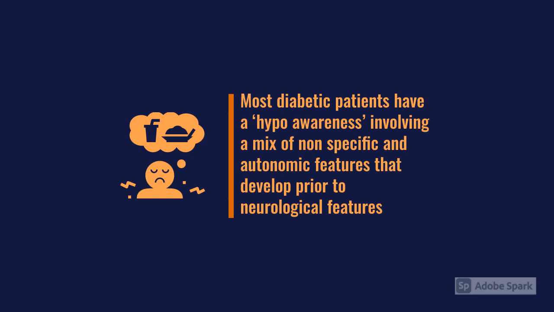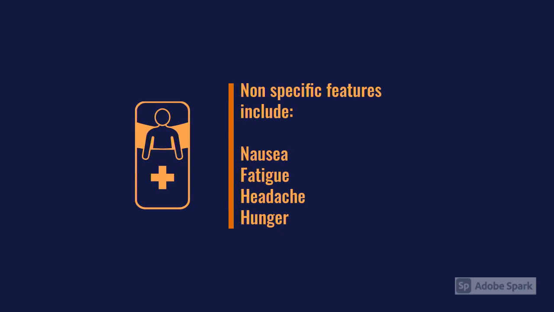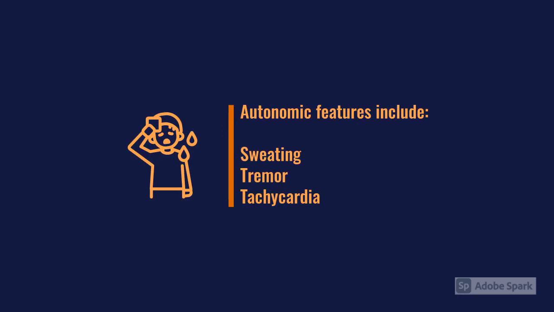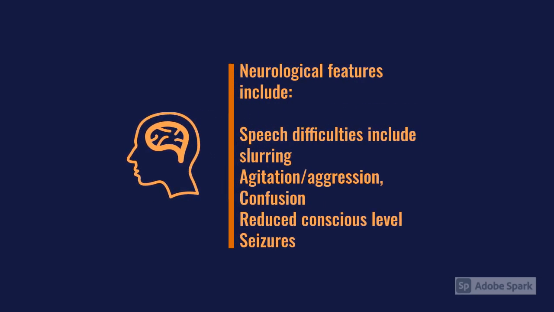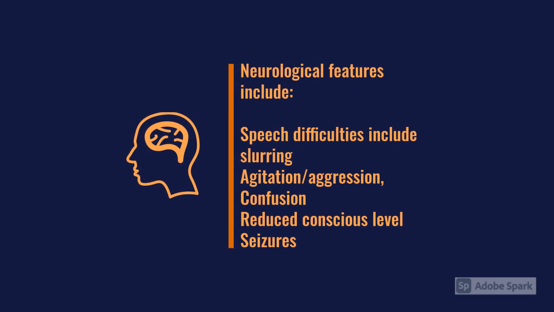The general features that we tend to see are nausea, fatigue or headache, and other features, which would be autonomic features, are sweating, having a tremor or evidence of tachycardia. If this is a more severe hypo, then they might also have some neurological features, so slurred speech or being agitated or aggressive, through to confusion, a coma, or in really severe episodes, a seizure.